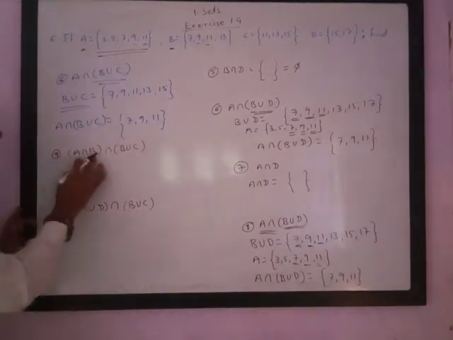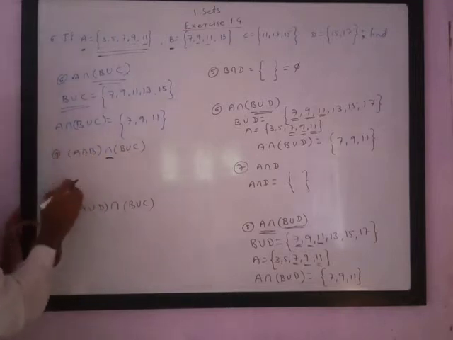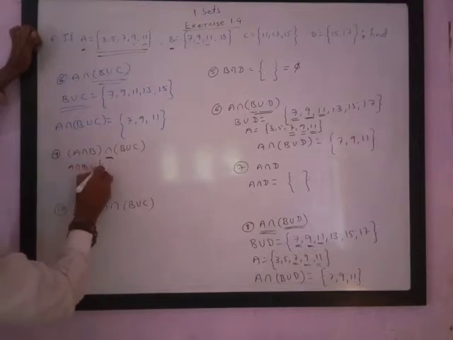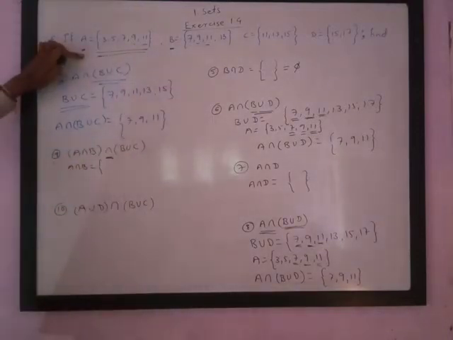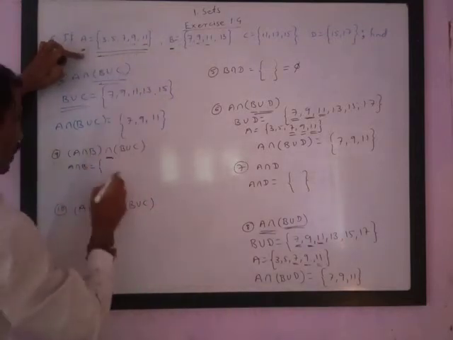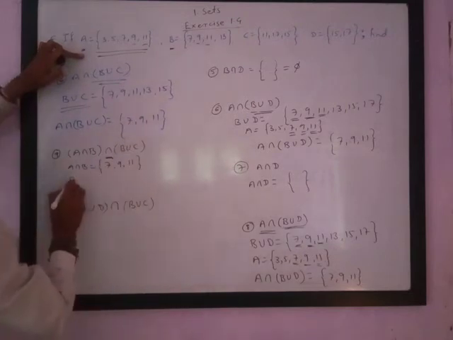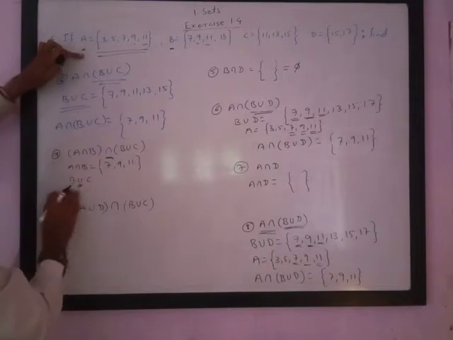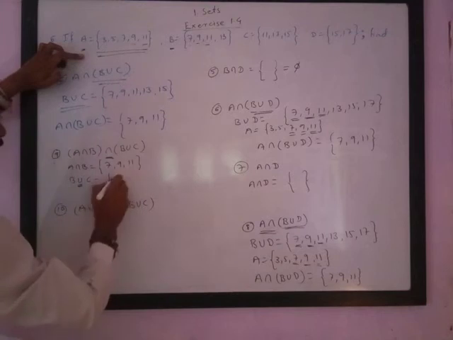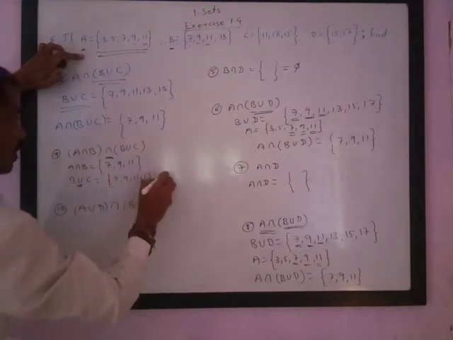Now ninth is A intersection B intersection with B union C. So for this we will need A intersection B, which means the set of common elements of set A and B. A intersection B is equal to 7, 9 and 11. Then B union C. Please note this is union, means the set of all the elements of set B and C. That is equal to the set of 7, 9, 11, 13 and 15.